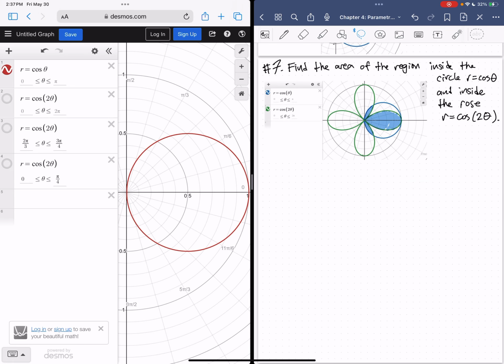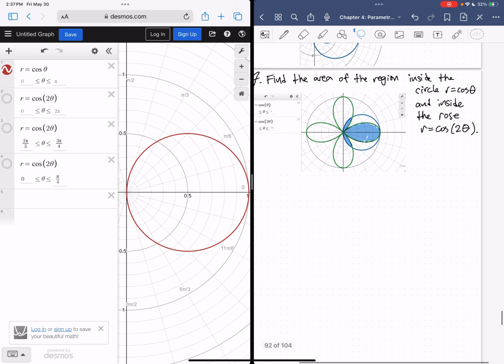So for this one, I'm just going to also graph it simultaneously in Desmos at the same time, because finding the intersection points for this one is actually really tricky. So I'll show you what's going on here.